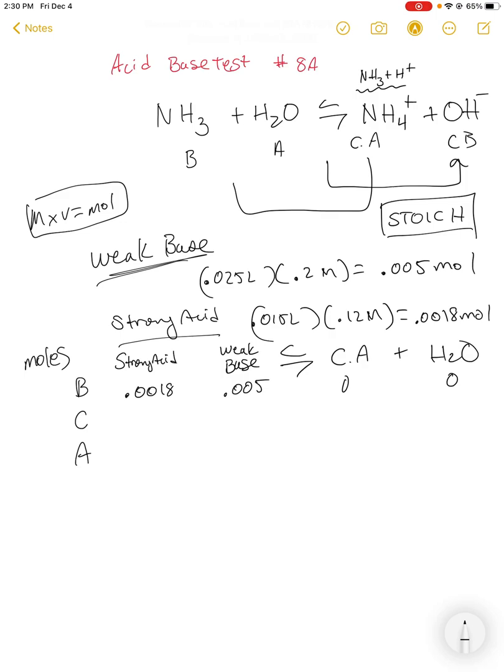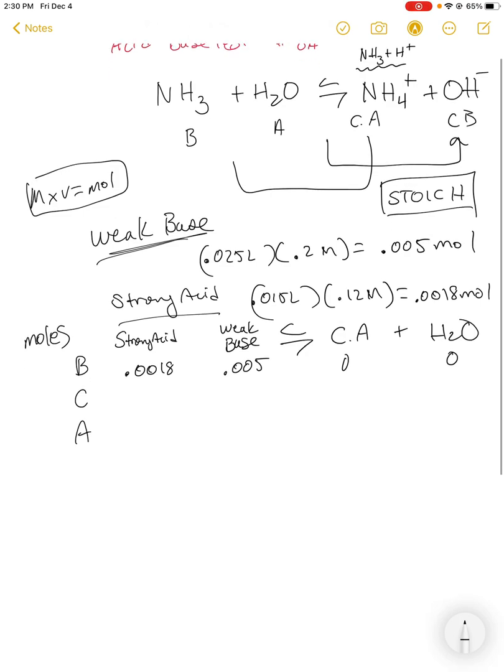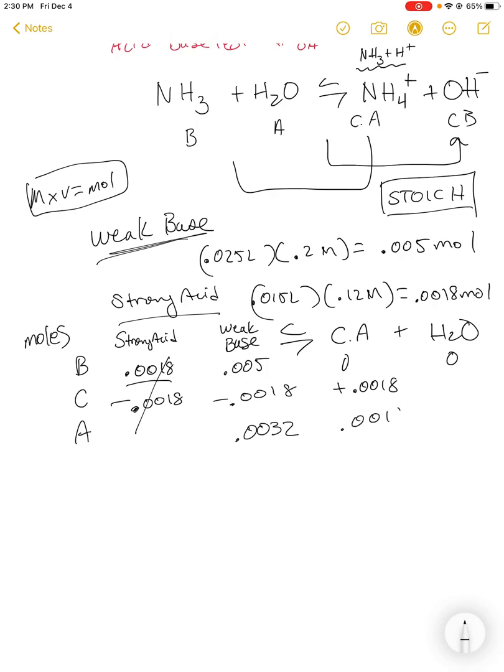Okay, now the change is you've got this limiting reactant here. So this is going to go down by 0.0018, 0.0018, and this is going to go up by 0.0018. And so the strong acid is wiped out, and what you've got is 0.0032 of the weak base and 0.0018 of its conjugate acid.